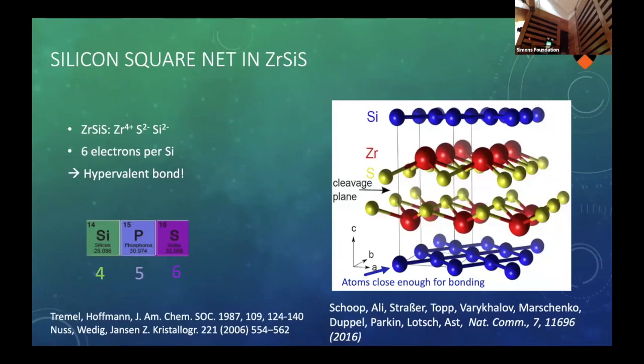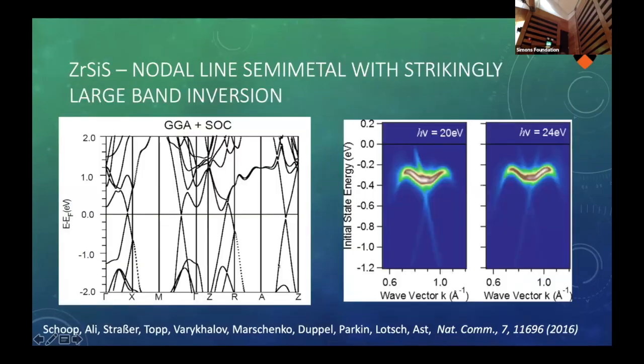And so can we have this in real materials? Yes, the answer is yes, we can. We can, for example, look at this compound, zirconium silicon sulfide, where we have such a silicon square net, also with 6 electrons per silicon in the material. I already studied this some time ago, and it has been shown to have really beautiful, large, linearly dispersed bands and energy band crossings.